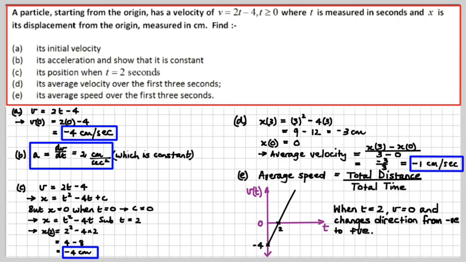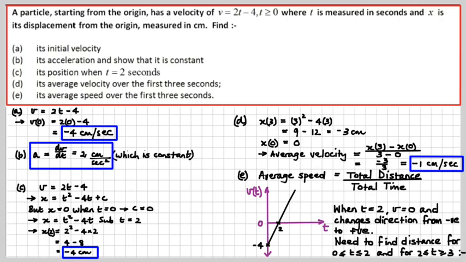When t equals 2, v is 0, and the thing changes direction from negative velocity to positive velocity. That's what the graph shows. So we need to find the distances for the first 2 seconds firstly, and then secondly for the second to the third second.